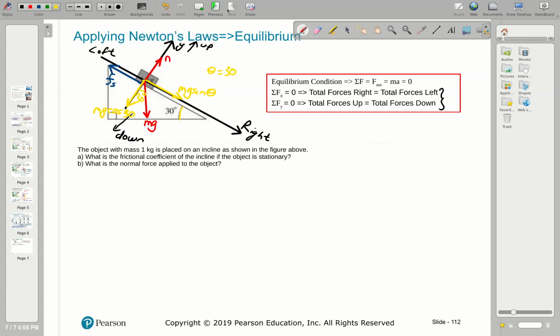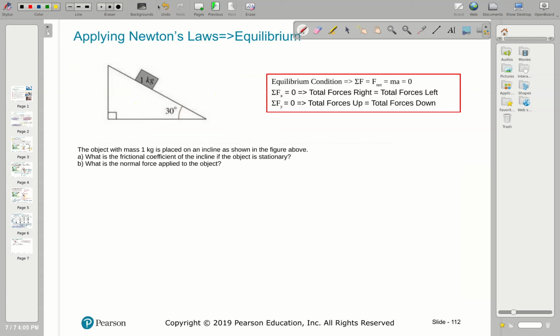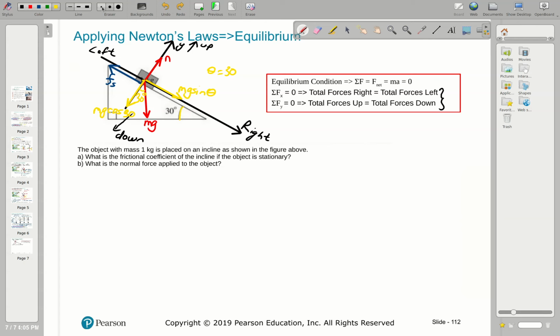Let me also make that guy theta. Oops, no, not that. Mistakes. Okay, I'm going to make this also theta, and theta is this guy here. Alright, show all these first, then go for it. Then say forces up are equal to forces down, forces left are equal to forces right.